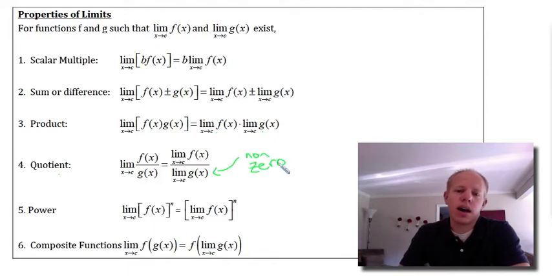Okay, so that would have to be non-zero for that to work. For the power, if we raise a function to a power and then find its limit, it's the same as finding the limit first and raising it to the power second. For composite functions, so we're finding the limit of f of g of x, that would be like finding the limit of g of x first and then plugging that into function f. So all of this stuff just behaves very much the way you think it should.